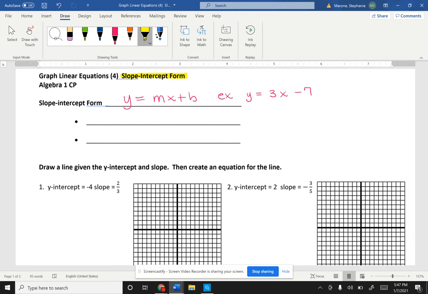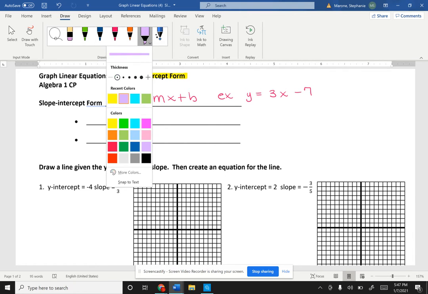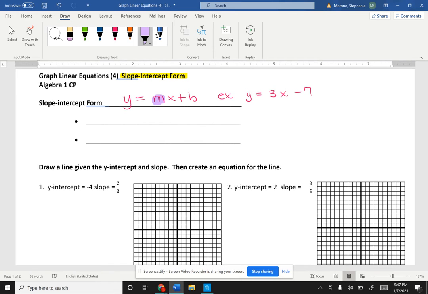For slope-intercept form, we call the slope m, which we found with the slope formula in the last lesson. Sorry, my brain went blank. So the slope is m. So in this case, in the example, the slope is equal to 3.